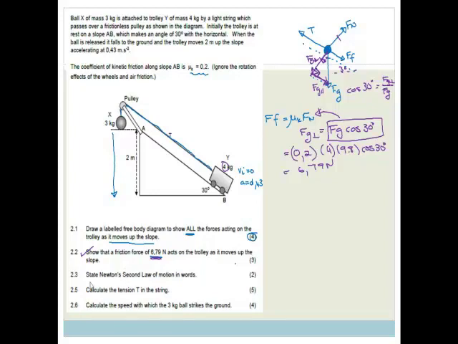Okay, please do that. Now it says state Newton's second law of motion in words. Okay, so I'm not going to do that. It's F net equals ma. Okay, now I will.